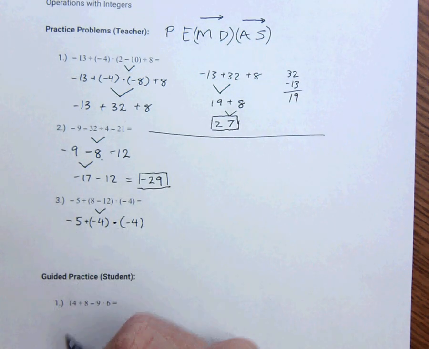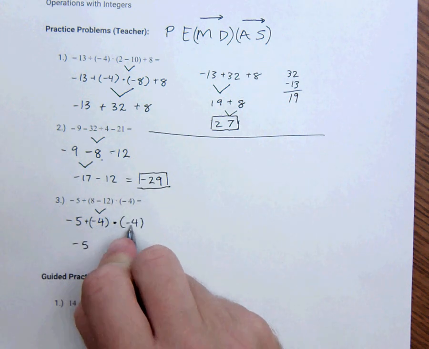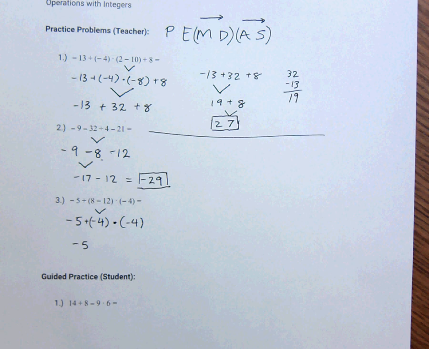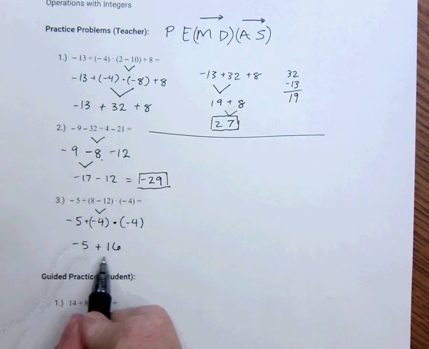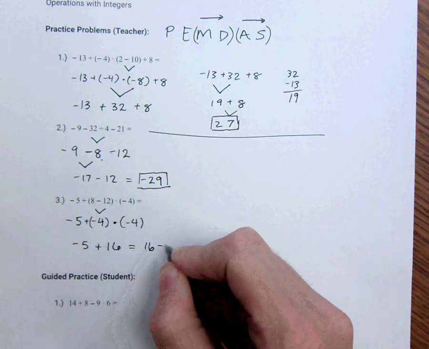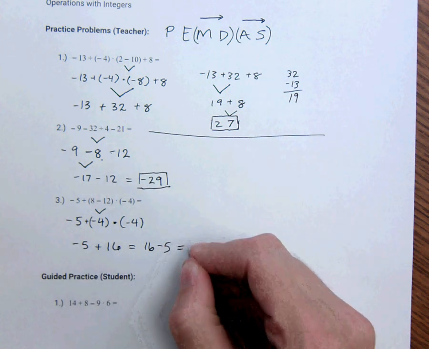There's a multiplication here, so I'm going to get that done. There's a negative 5 in front. Negative 4 times negative 4. Well, 4 times 4 is 16. A negative times a negative is a positive. So that becomes positive 16. So we've got negative 5 plus 16. That's the same thing as 16 minus 5. If we just reorder that, which is pretty simple, that's 11, isn't it?